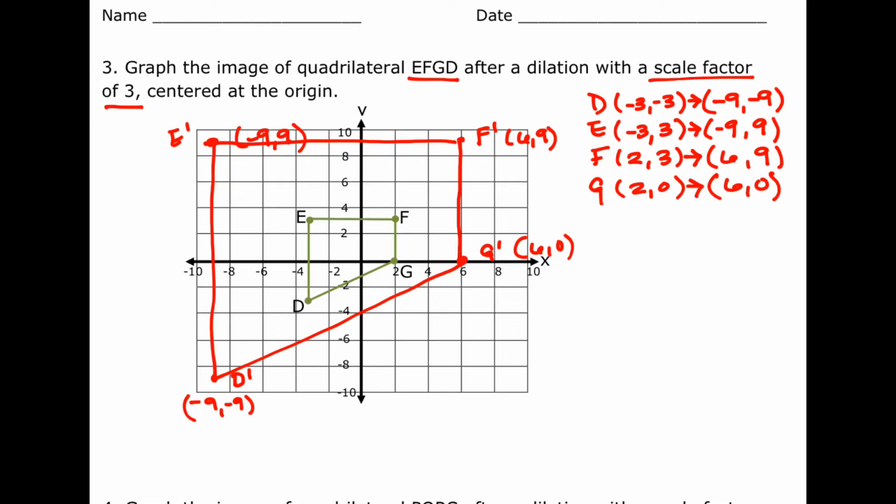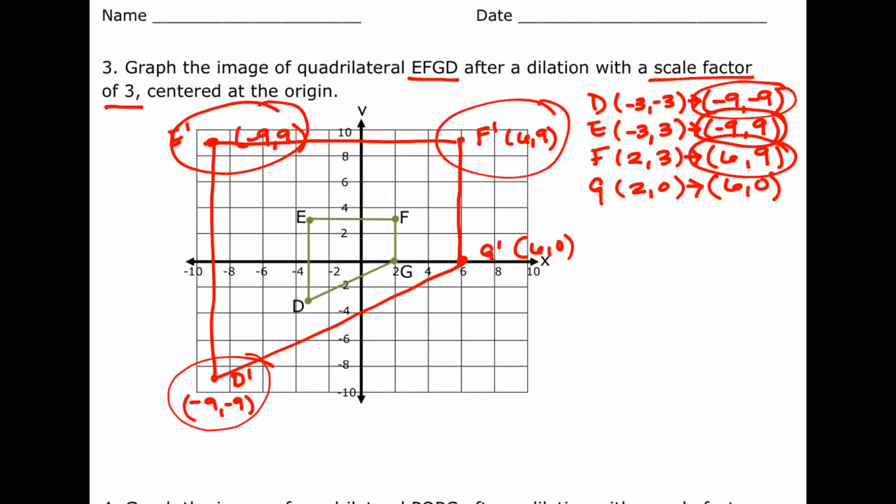So let's check. Is D prime actually -9, -9? Here it is down here. It's -9, -9. Is E prime -9, +9? Here's E prime at -9, +9. Is F prime at 6, 9? Yep. And is G prime at 6, 0? Those are all correct. So we've double checked our work using the original coordinates multiplied by the scale factor.